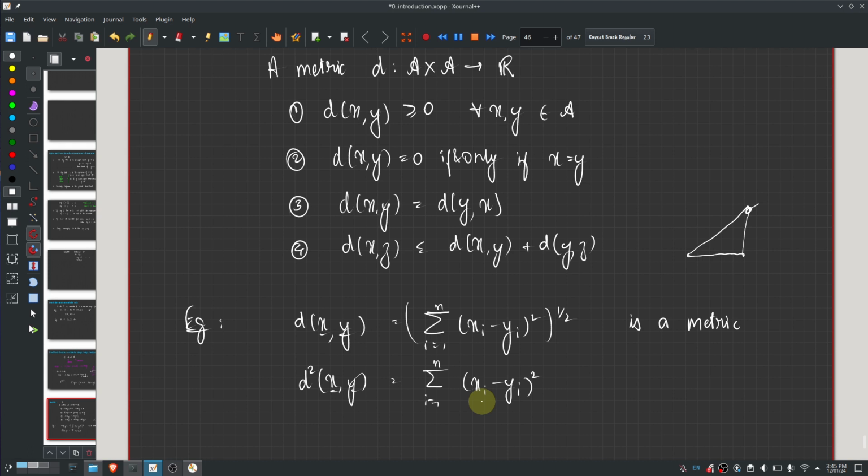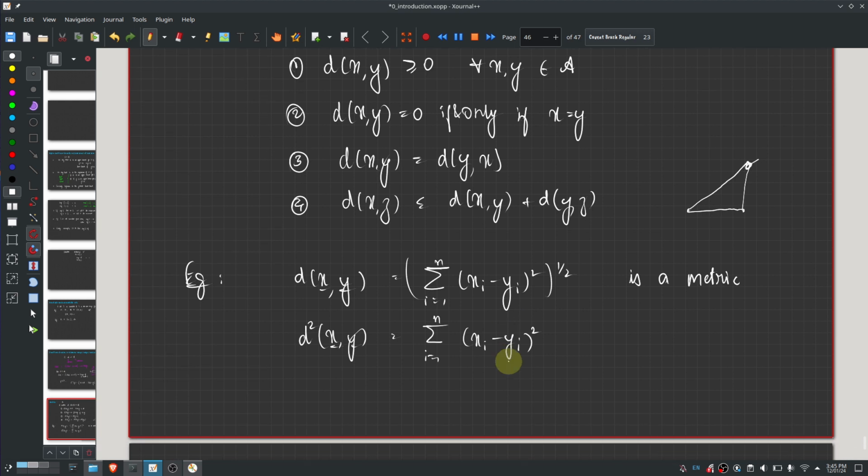How many of you say this is also a metric? How many of you say this is not a metric? Okay, so firstly, it satisfies the first three properties. That should be clear. It is symmetric. It's always non-negative, and it's equal to 0 if and only if x equal to y. Right? But does it satisfy triangle inequality? That's the whole question.